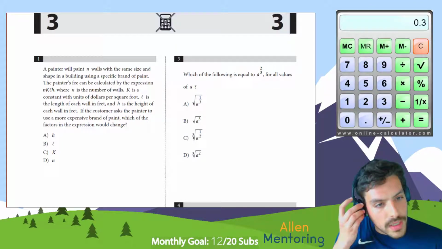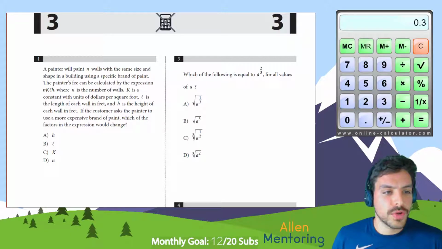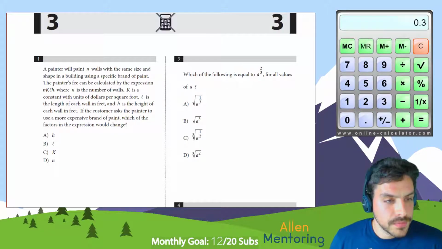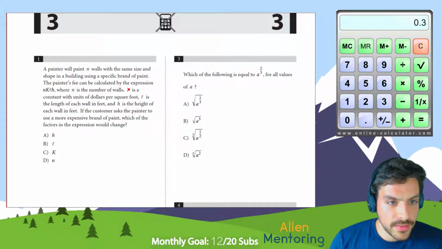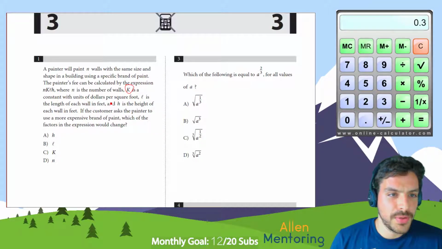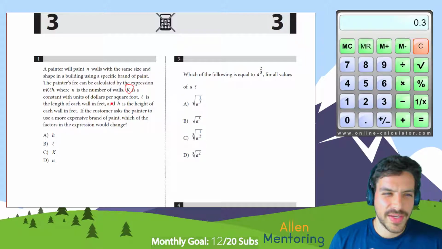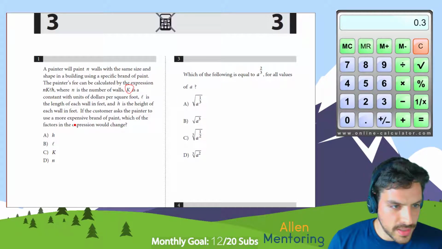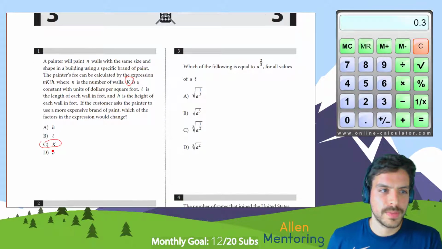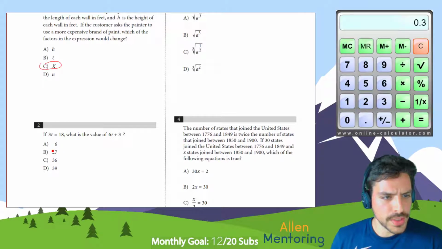Okay. If the customer asks the painter to use a more expensive brand of paint, which of the factors in the expression would change? Well, the only one that really deals with money would be, I see here, K, right? K is a constant with units of dollars per square foot. Everything else has to do with how many walls there are and length and width. So I think K in this case will be the only one that matters if you have a more expensive paint. All right, pretty good so far.